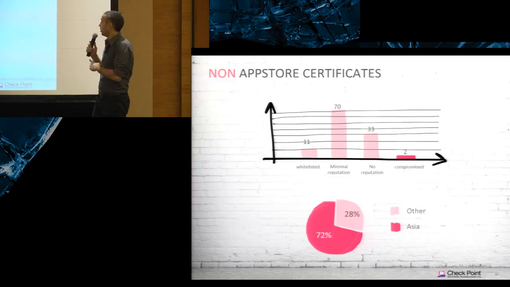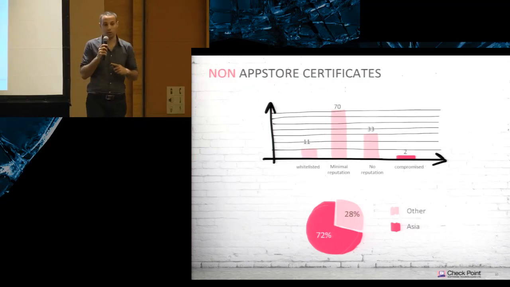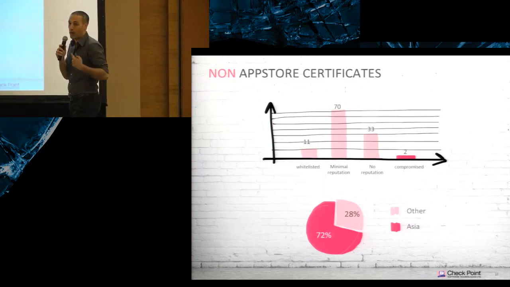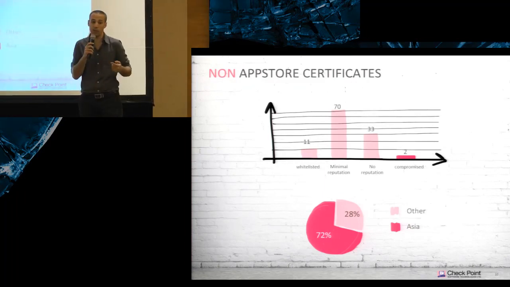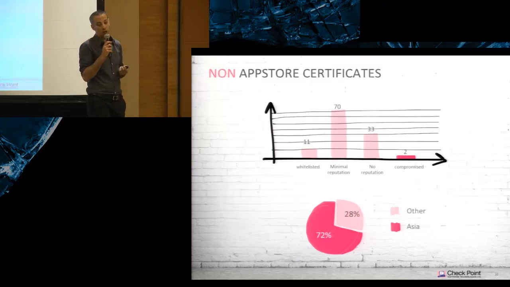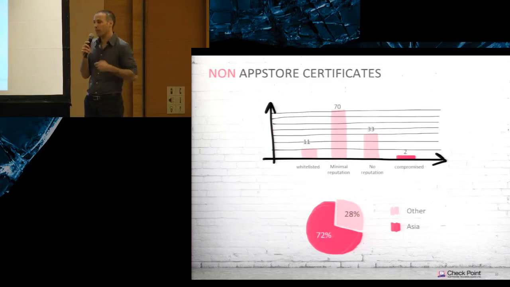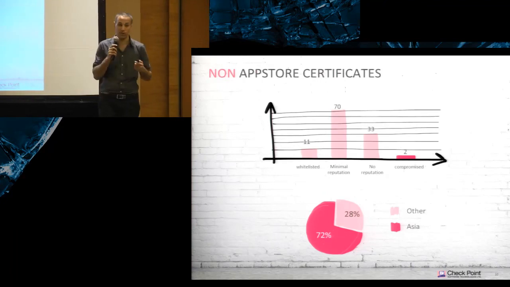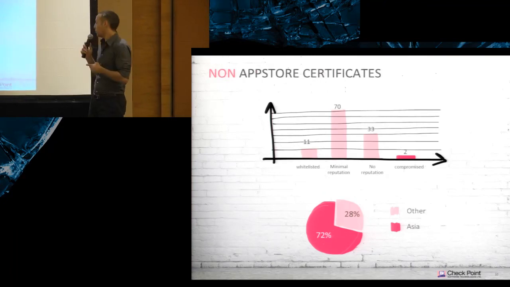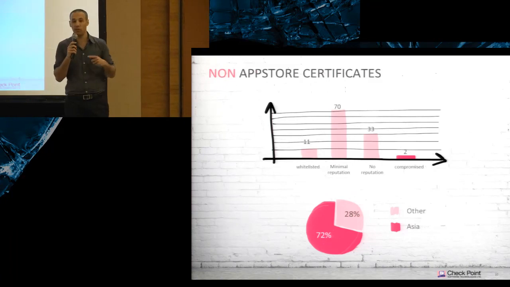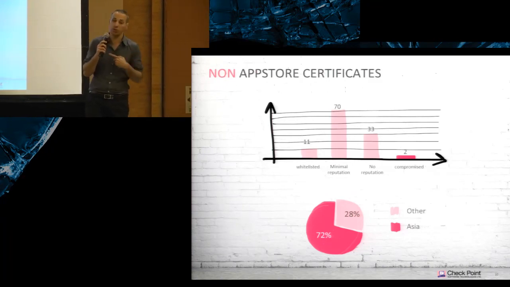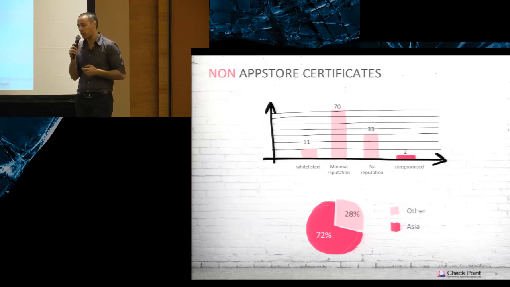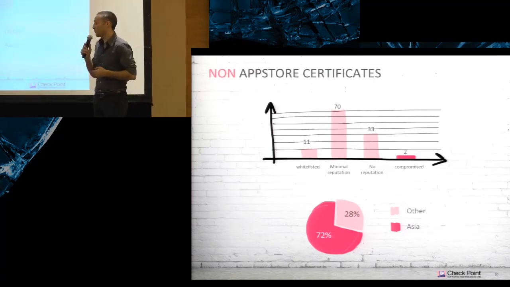And 2 of them were used to deploy malware. So 2 of these enterprise certificates were discovered to use the enterprise certificate to send malware to a non-jailbroken iOS device. And another thing worth mentioning is that despite the fact that the company is US-based, 70% of the companies that issued these certificates were from Asia, and only 28 of them were from the rest of the world.